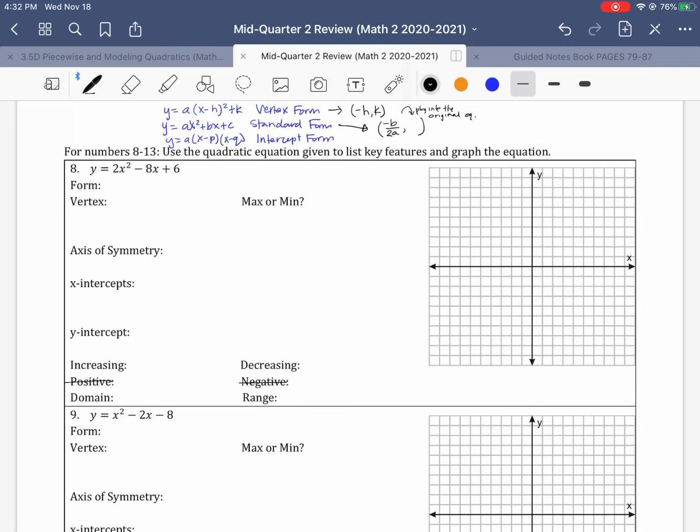And then intercept form, again, we covered a little bit. You can go ahead and plug it in the calculator. You can find those x-intercepts. The vertex always lies halfway between those intercepts. And then we can plug it in to find the y value, so I'll kind of show you that.